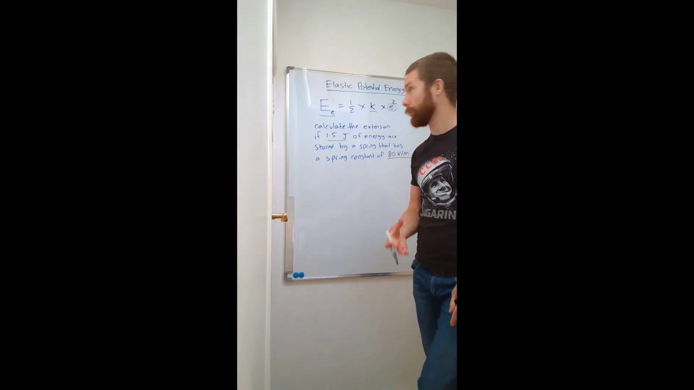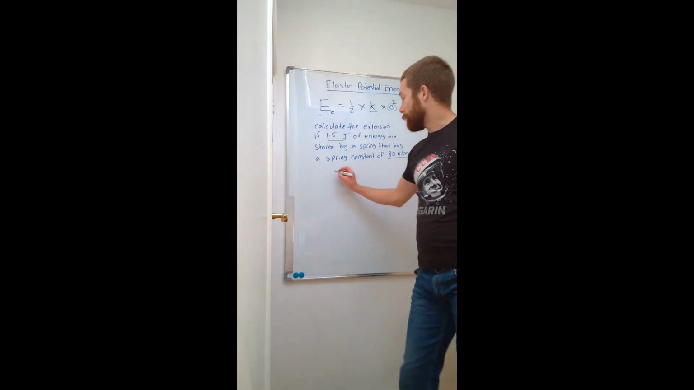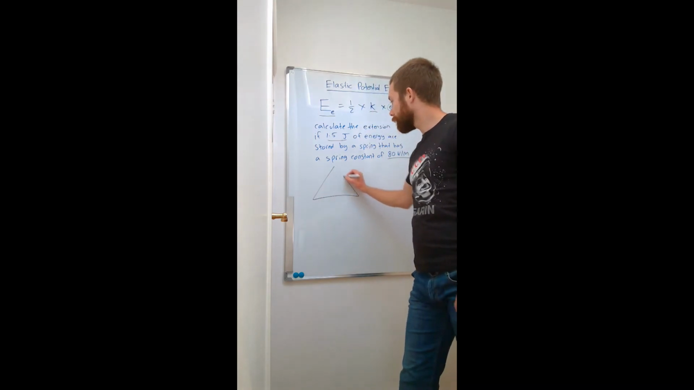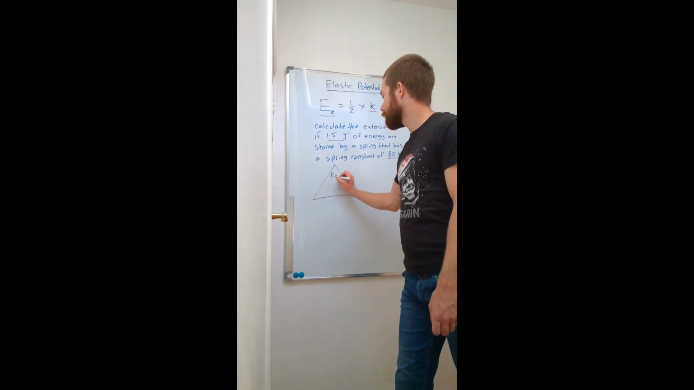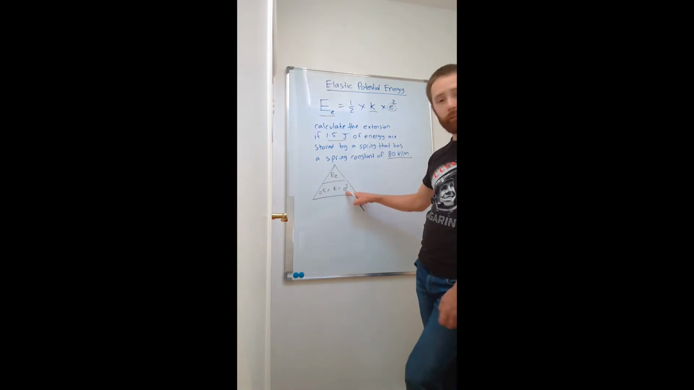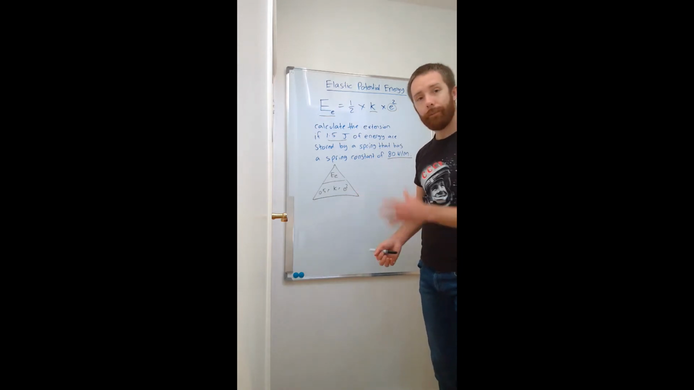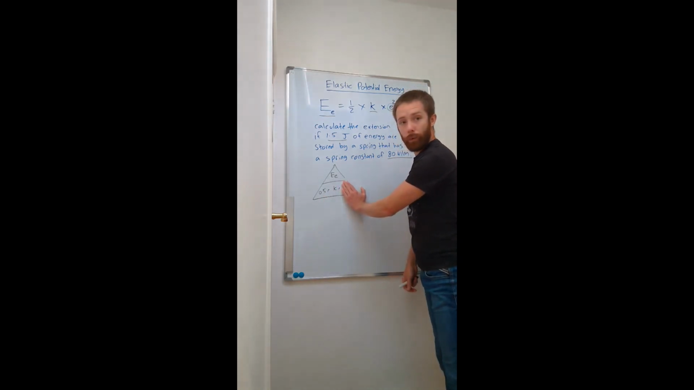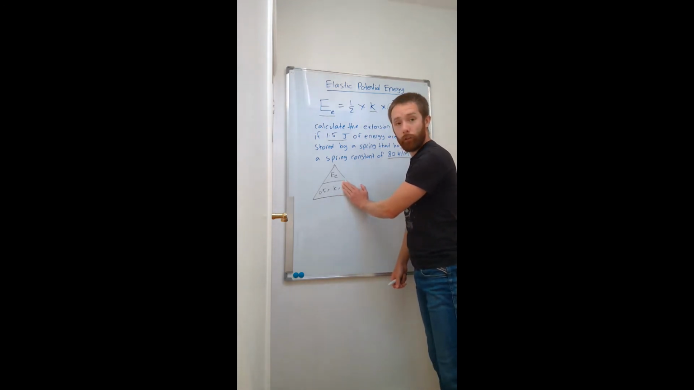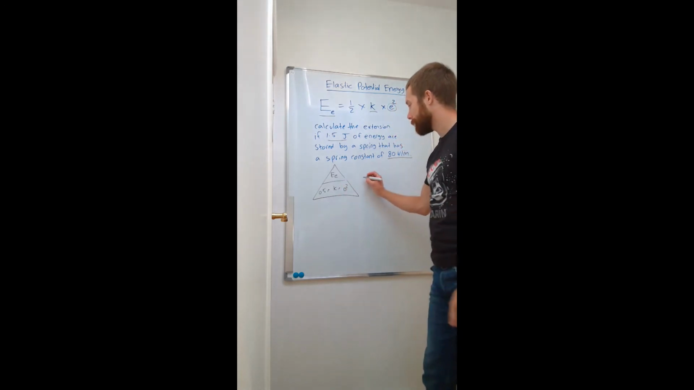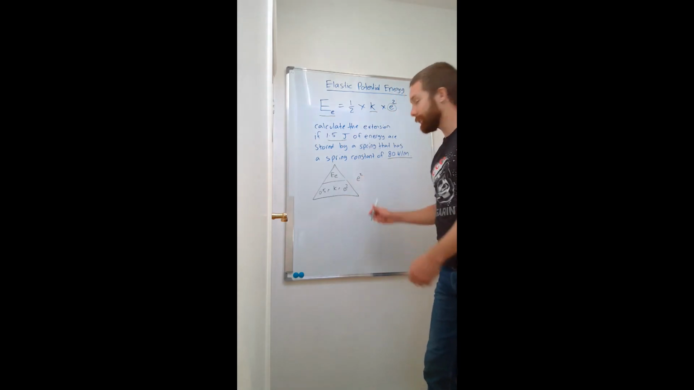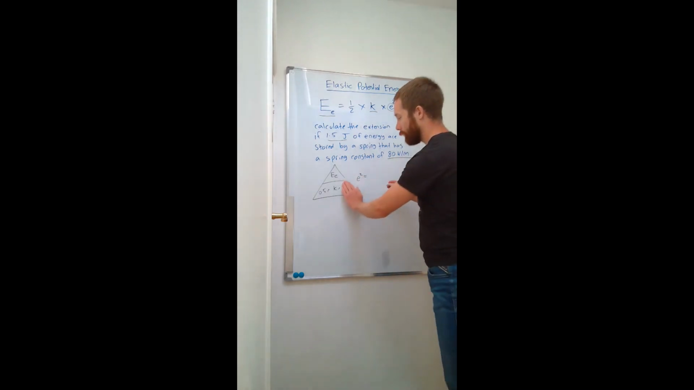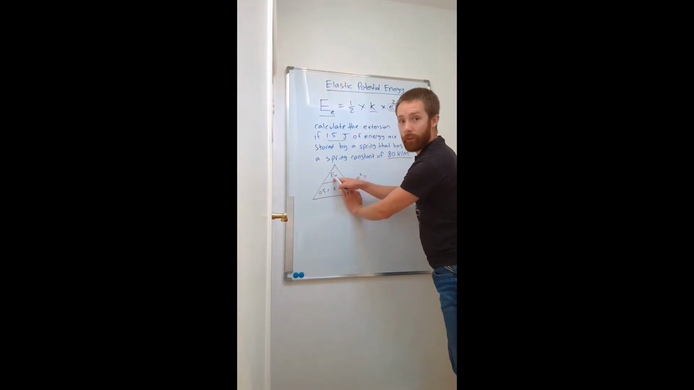I'm going to use the triangle method again to rearrange the equation. We've got our elastic potential energy on top again, 0.5 spring constant extension squared. Now you'll notice that the extension here is squared. So if I use the triangle and cover this up, I'm actually covering up extension squared. So extension squared is equal to elastic potential energy divided by half the spring constant.